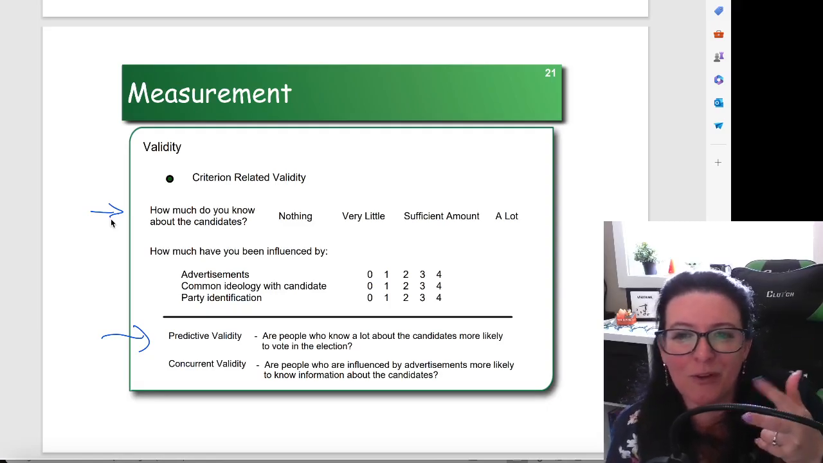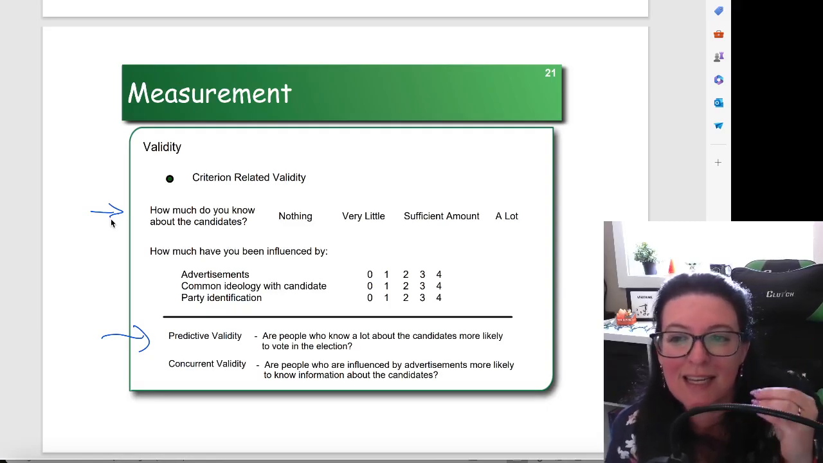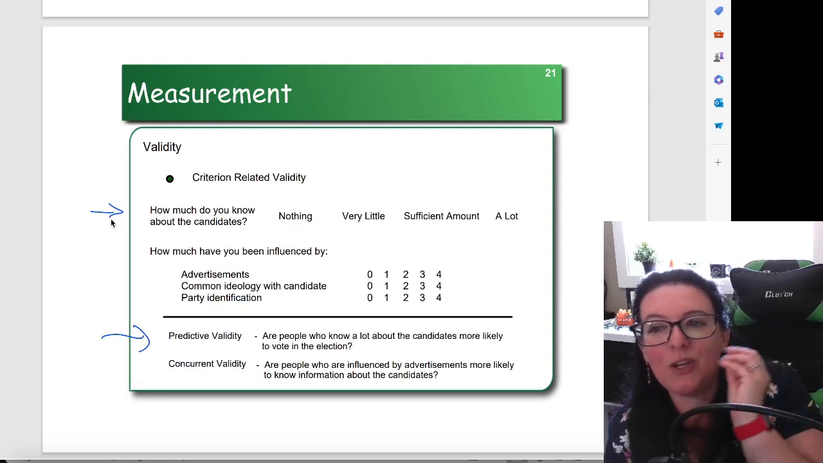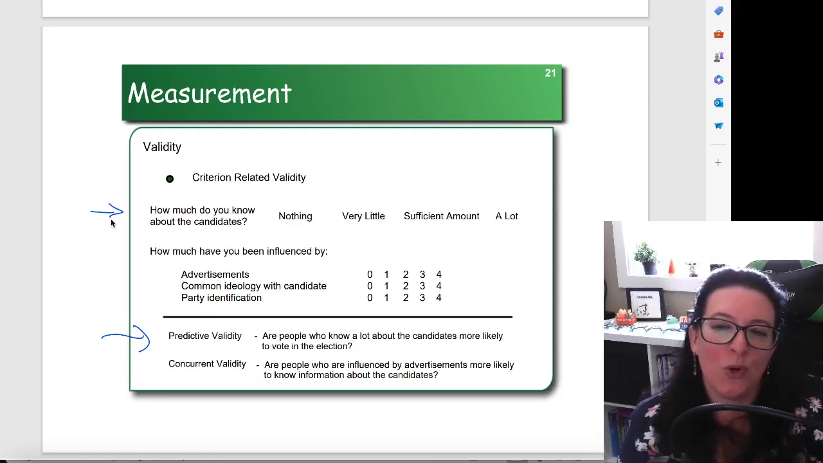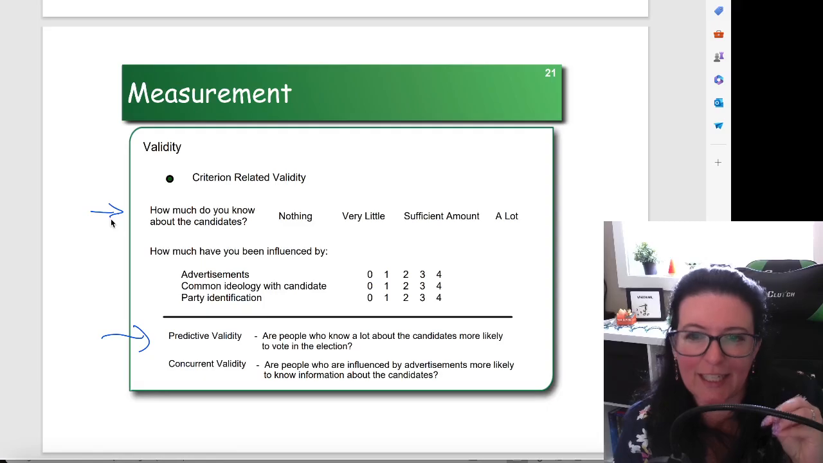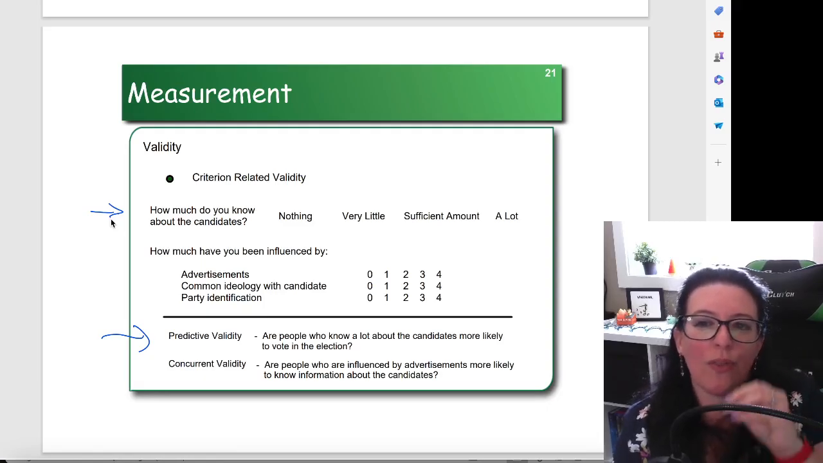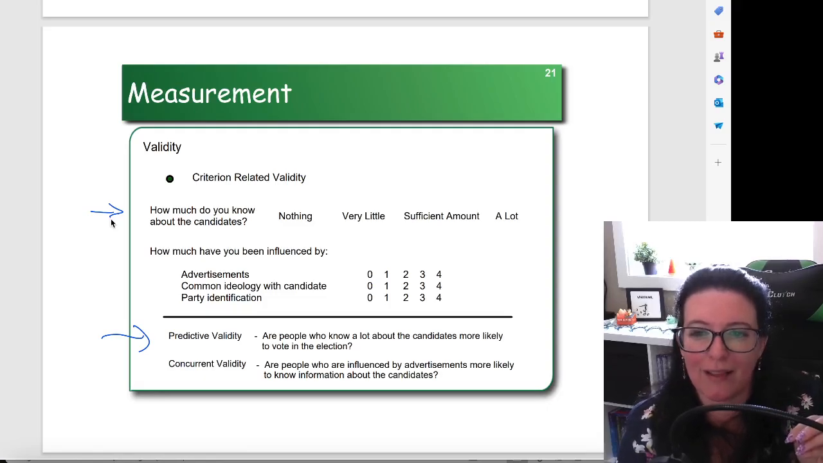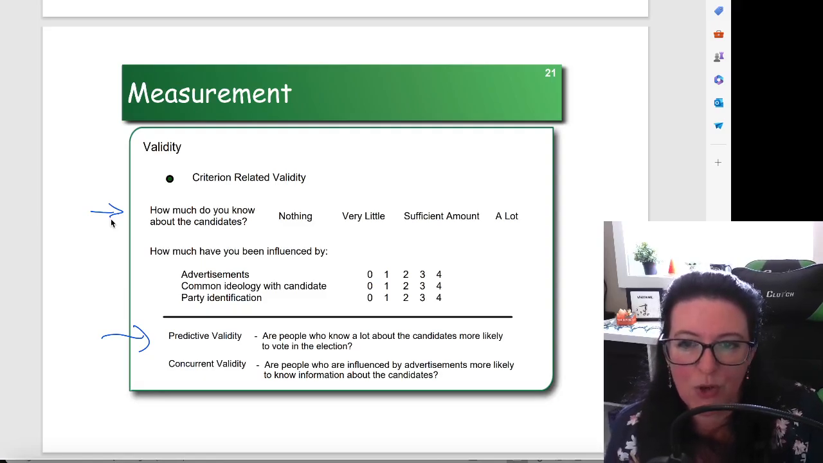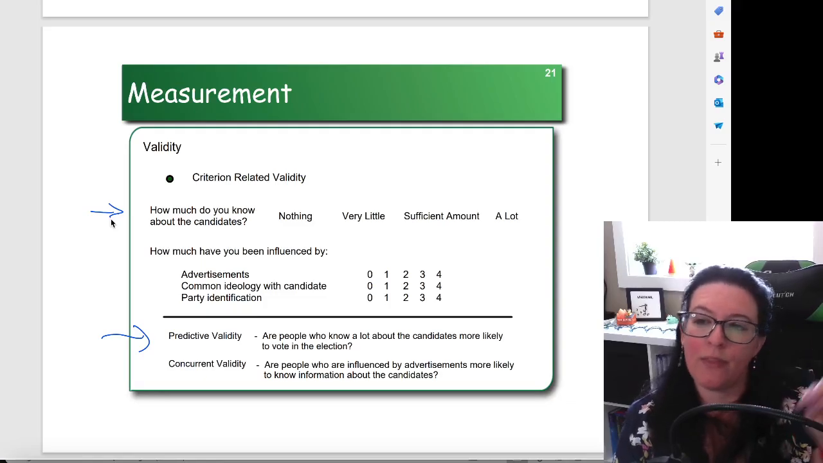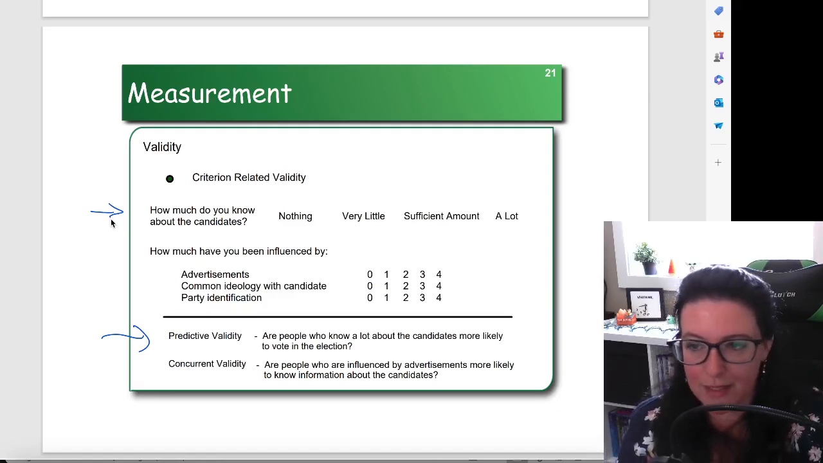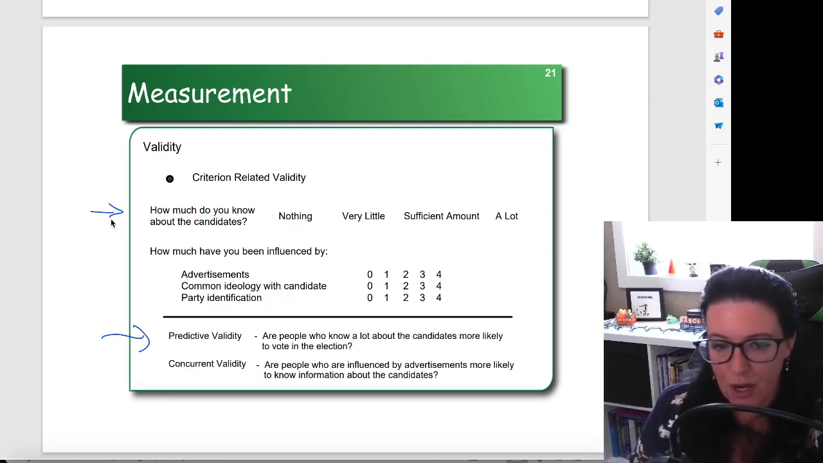So we're going to collect the information from those two questions to see if there is that relationship, because if there is that relationship, then we can use ads to change people's knowledge about the candidates. That's the concurrent validity. And then because we already know that knowledge about the candidates makes them more likely to vote, we could then predict what's going to happen in the election. So you can see here concurrent validity is within the instrument itself, and predictive validity is tied to the actions we are going to take from the results of the survey.